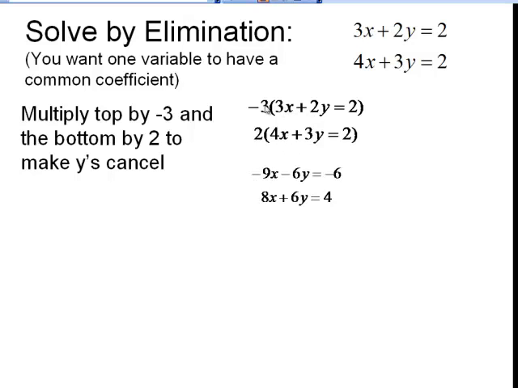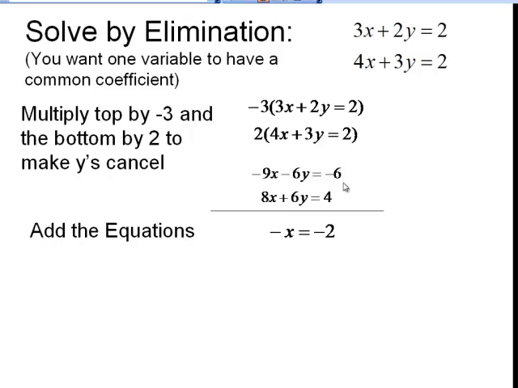3 times 3 is 9, 3 times 2 is 6, 3 times 2 is 6, 2 times 4 is 8, 2 times 3 is 6, 2 times 2 is 4. Combining those terms, you get negative x and negative 2, so x is 2.